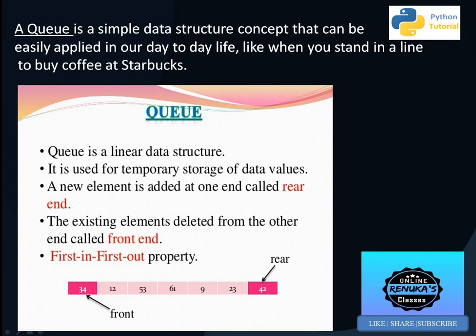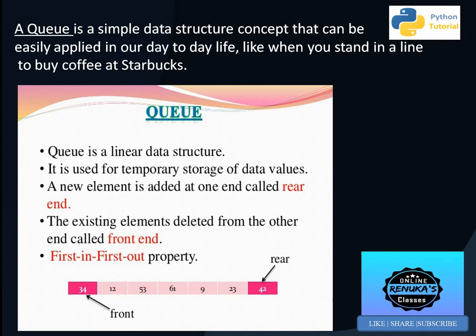Now what are queues in data structure? Queue is a linear data structure. We have discussed that in data structure, user defined data structure, there are trees also. But trees are not linear data structures. So stacks and queues and list are linear data structures.